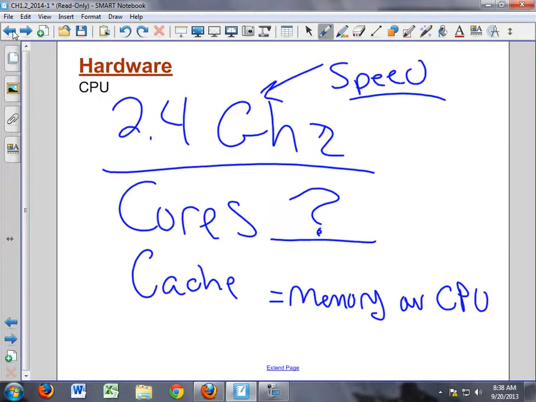So that cache really matters, and it's something we'll talk about more when we get there.